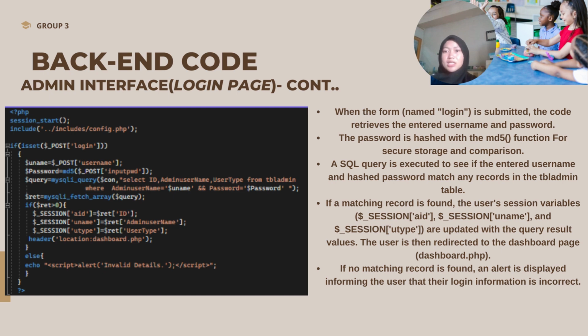If a matching record is found, the user session variables, which are $_SESSION['aid'], also uname and utype, are updated with the query result values. Then the user is redirected to the dashboard page, which is dashboard.php. However, if no matching record is found, an alert is displayed informing the user that their login information is incorrect, which is invalid details. So that's all the example for the backend code in our website for the user interface and also the admin interface. Thank you.